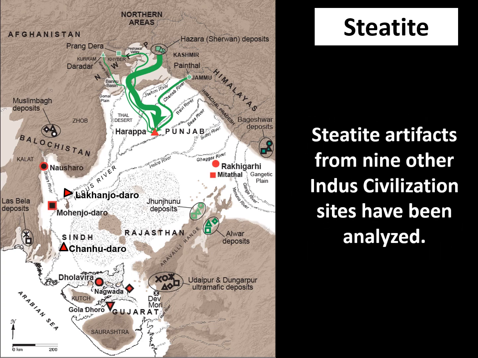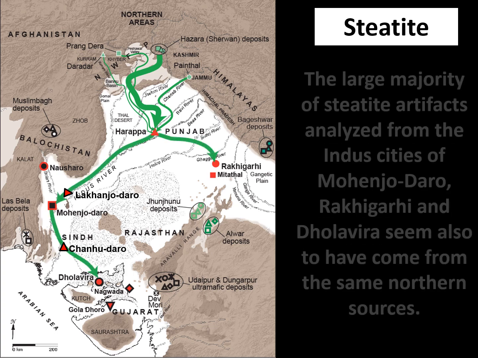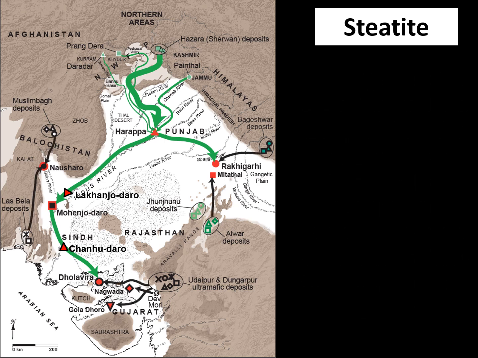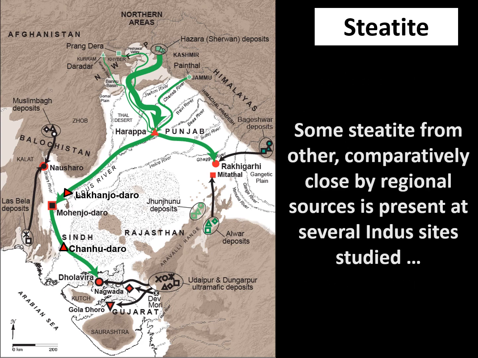Steatite artifacts from 9 additional Indus Civilization sites have been analyzed. The large majority of steatite artifacts analyzed from the Indus cities of Mohenjo-daro, Rakhigarhi, and Dholavira seem also to have come from the same northern sources utilized by craftspeople at Harappa. A small amount of steatite from other, comparatively close by regional sources is present at several of the Indus sites that have been studied.